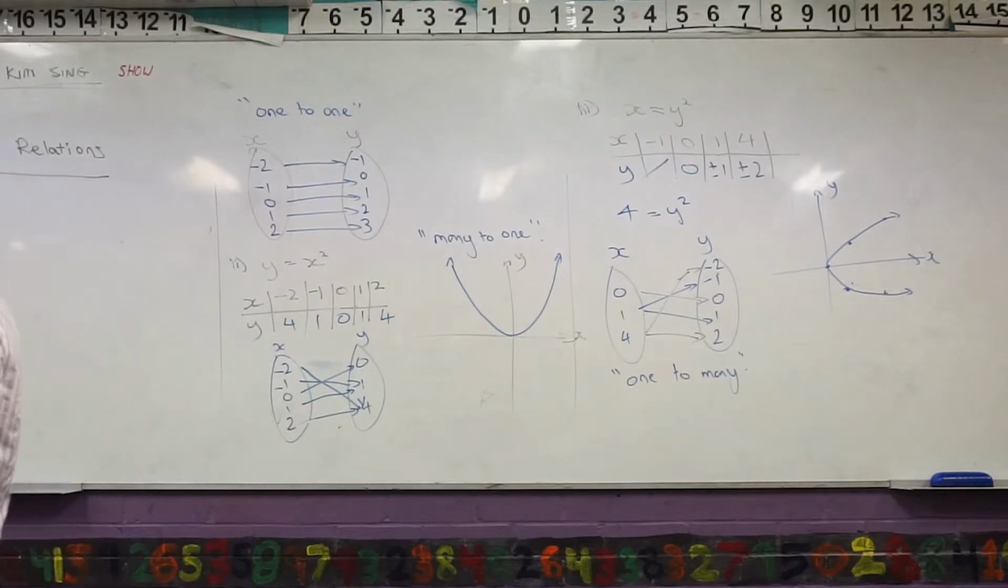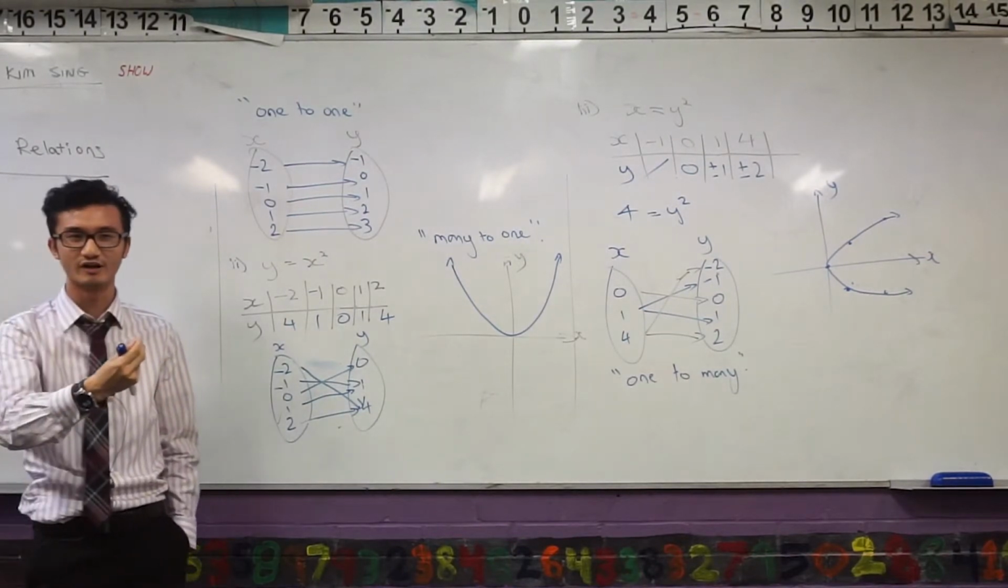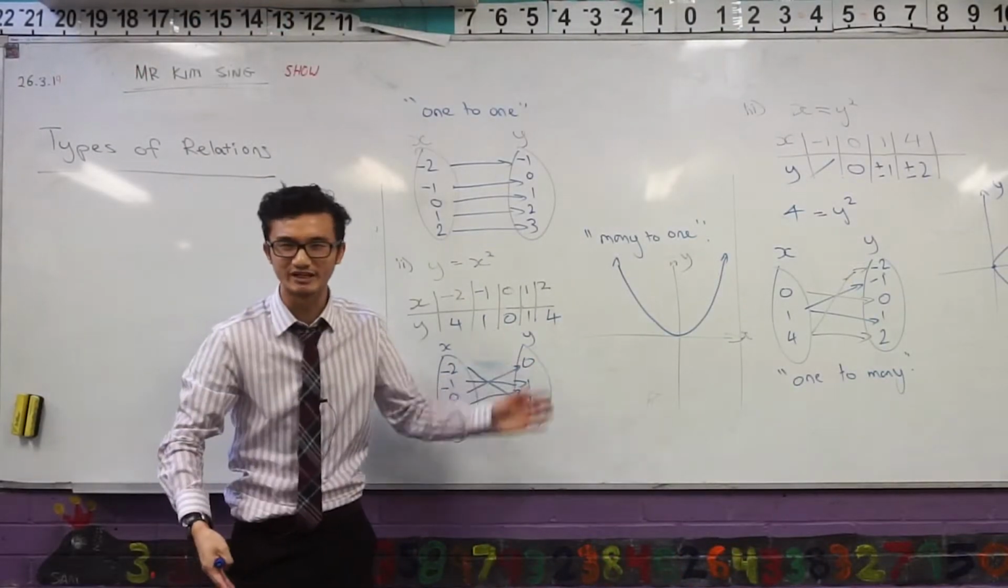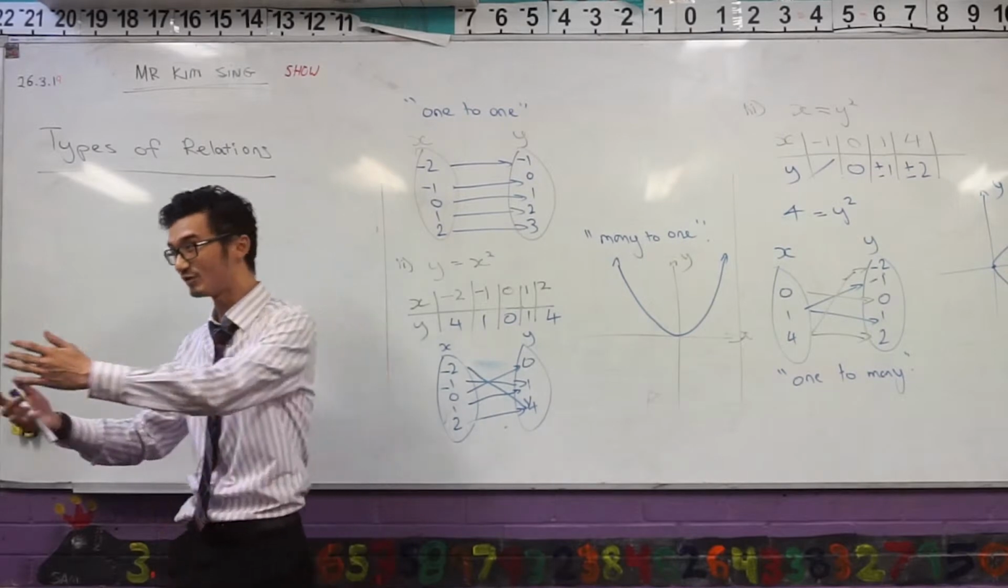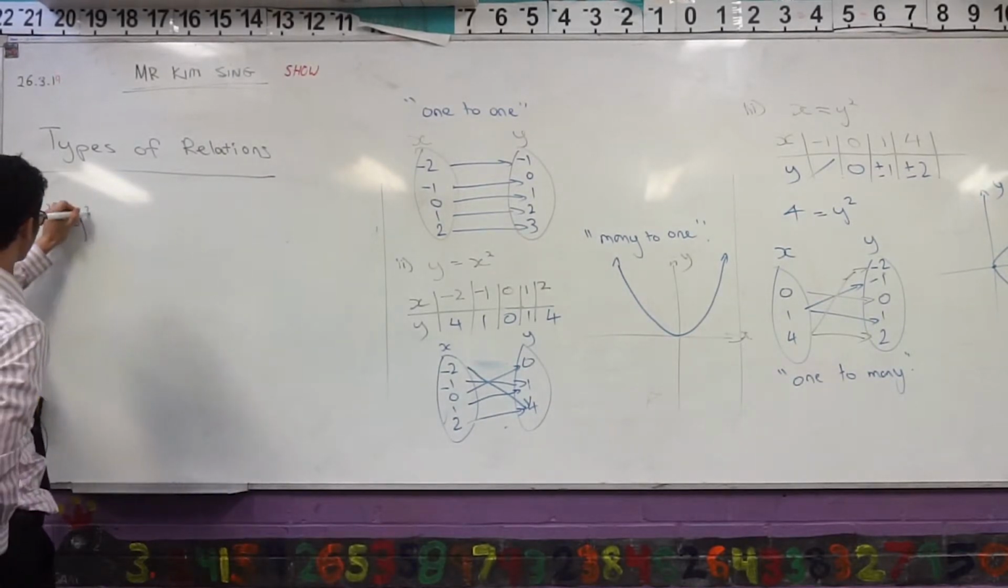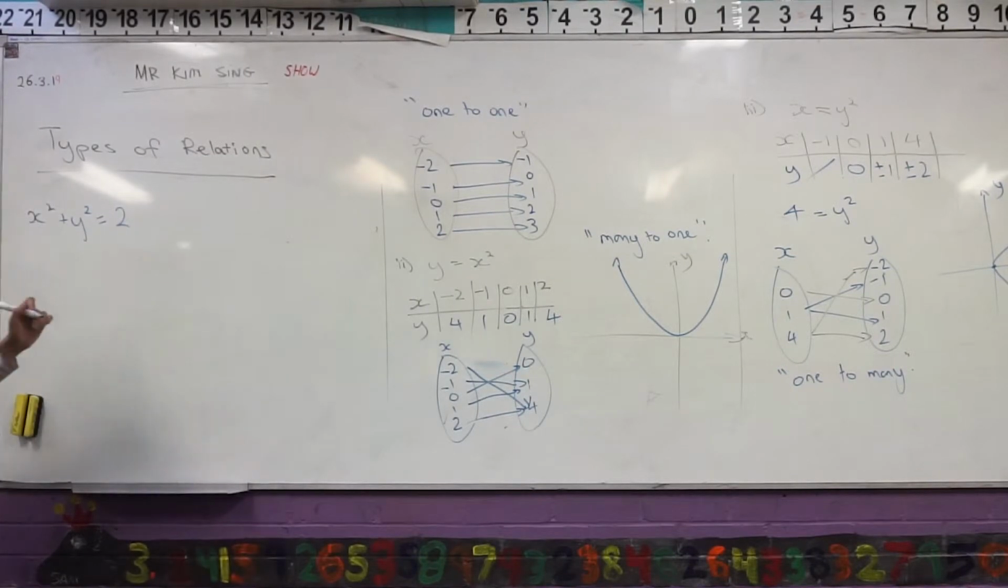Okay, so many to many, what would that mean? Try and think about the mapping perspective. It'd mean I'd have many of these mapping to many of these. An example of that is a circle. Let's see how that actually works. x squared plus y squared equals 2 is going to be my equation.